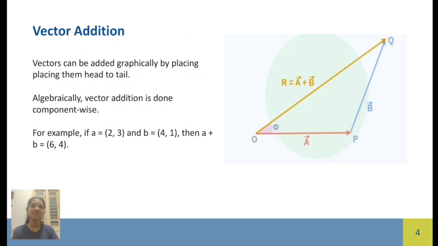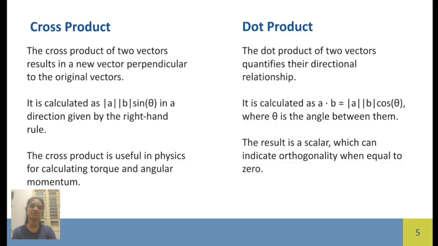Vector addition. Vectors can be added graphically by placing them head to tail. Algebraically, vector addition is done component wise. For example, if a = (2, 3) and b = (4, 1), then a + b = (6, 4).